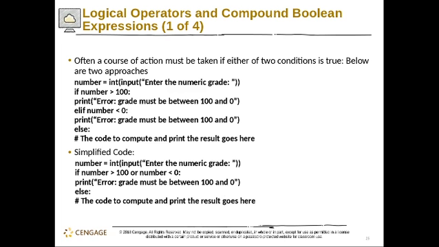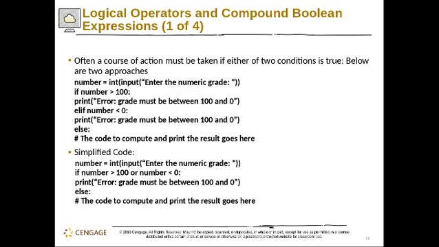So how about logical operators and compound Boolean expressions? Often a course of action must be taken if either of the two conditions is true. For example, you have a number. If your number is greater than 100, since for example this is a percentage of the grade, you cannot have a percentage grade of more than 100%. So if the number that was input is greater than 100, it will give you the statement that the grade must be between 100 and 0.